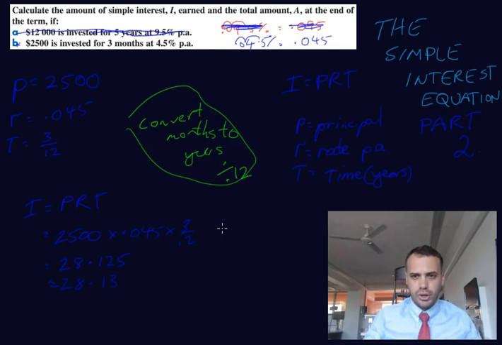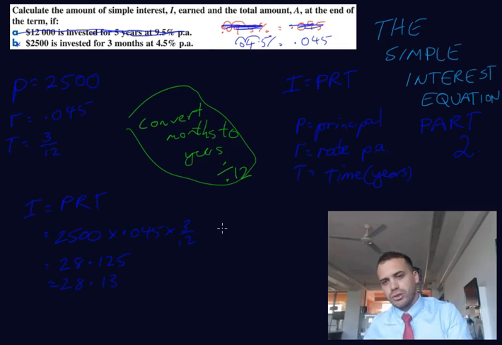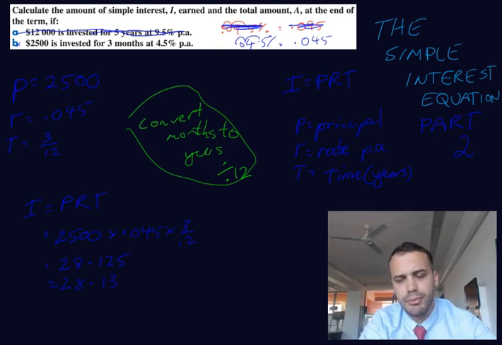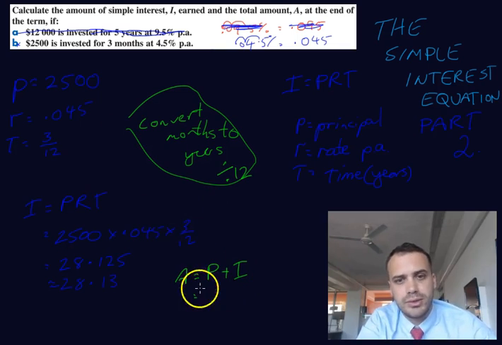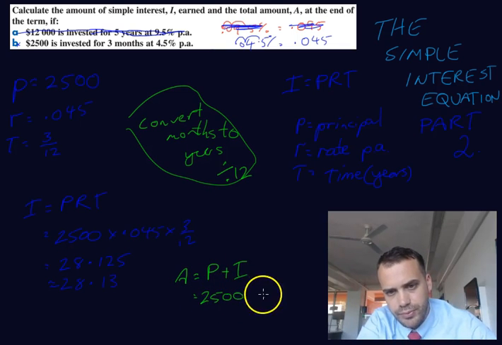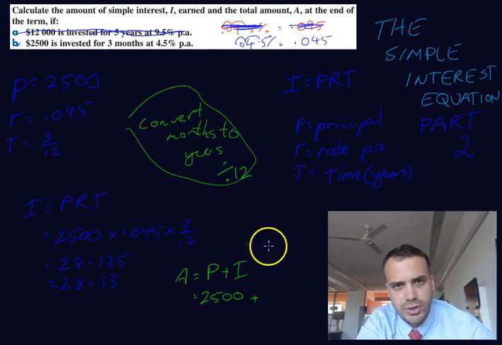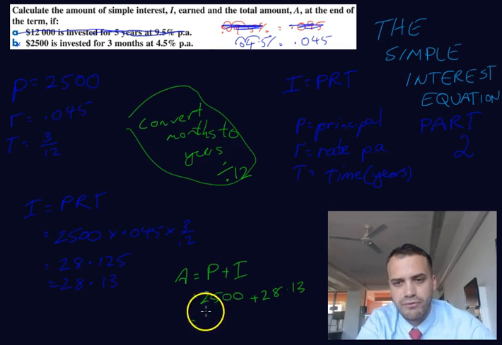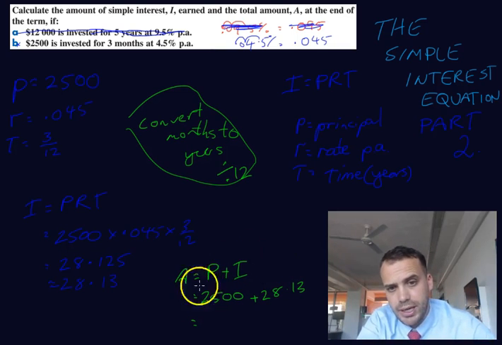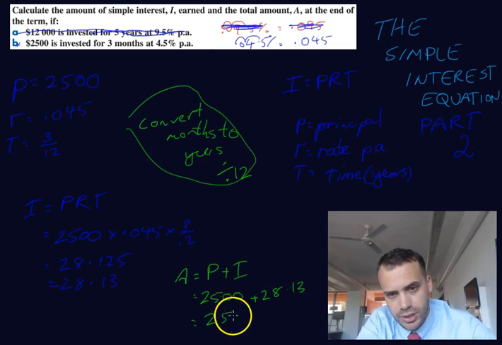Stop, think. A guy went to a bank, he put $2,500 in there for 3 months at 4.5% per annum. Now he's coming back. How much money does he pull out? That's our A value. So A is equal to the amount he started with plus the interest he earned. The amount he started with was 2,500 plus the interest that he earned, which was 28.13. His final amount, the amount that he's going to pull out of this bank after 3 months, is $2,528.13.